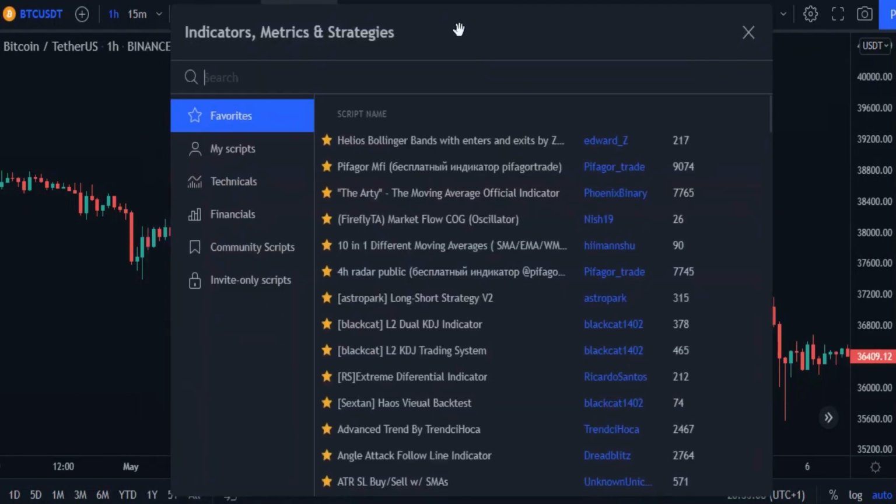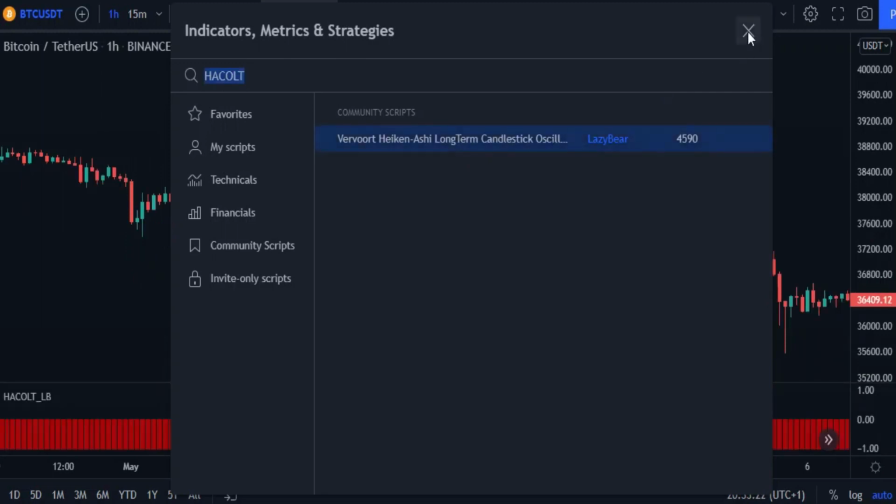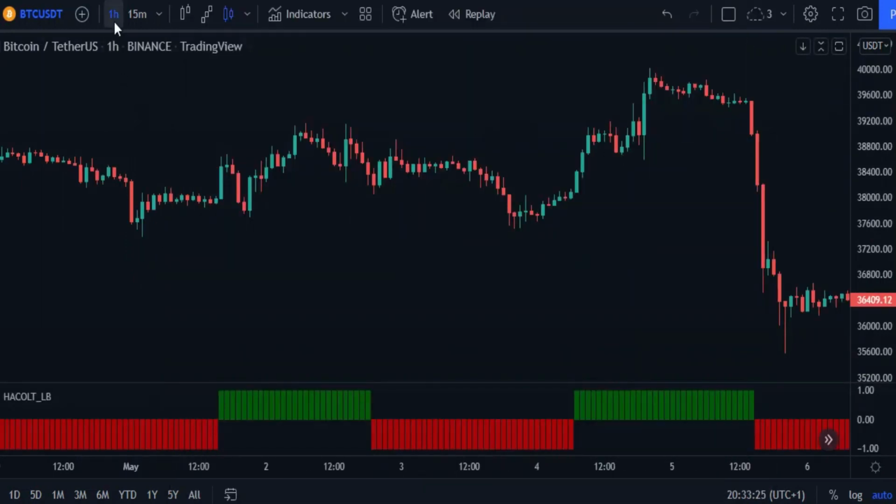Number 3 in this video will be a Verberg Heikin-Ashi filter. To use this filter, open the indicators box and search for HA cold. Then choose this indicator, and if you read the entire title of it, you will know that it is used for long-term only. That's why this indicator should not be used on small frames, and its minimum use should be on 1-hour frame, and the larger the frame, the better the accuracy.